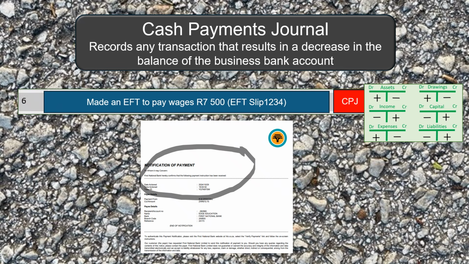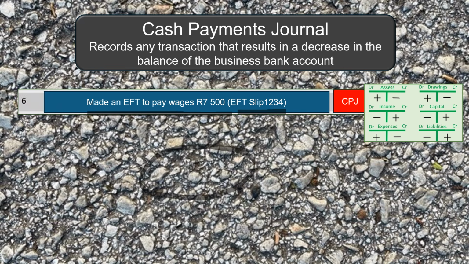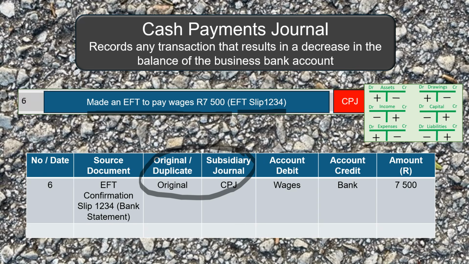So let's look at this transaction. Made an EFT to pay wages 7,500. There's the document. And if we have a look and we record it in this table, there is the answer.